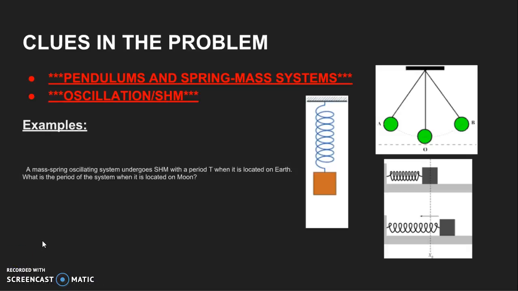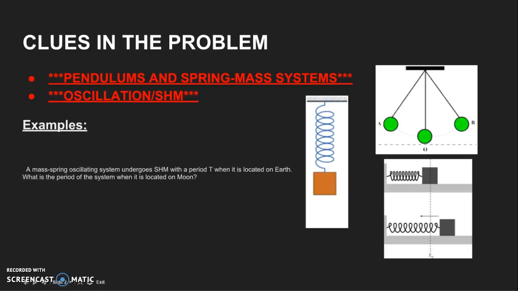Now there are two things that I've bolded, underlined, and put in red that clearly give a problem away for being a simple harmonic motion problem. And that is pendulums and spring mass systems. If you see or read anything in a problem about that, it's going to be a simple harmonic motion problem. Also, if you read in a problem that the system or the pendulum is oscillating or undergoes SHM, it's a simple harmonic motion problem.